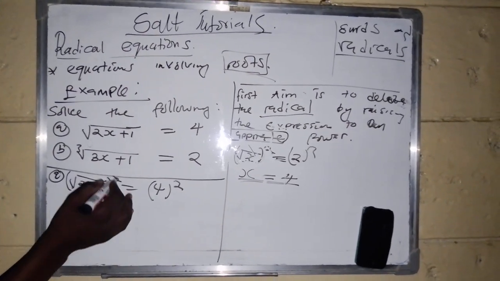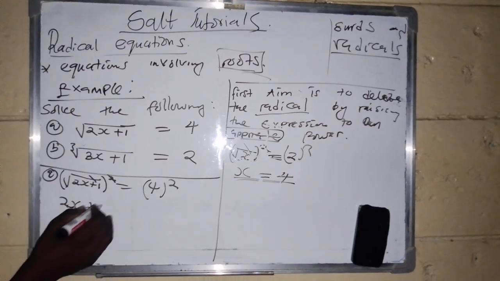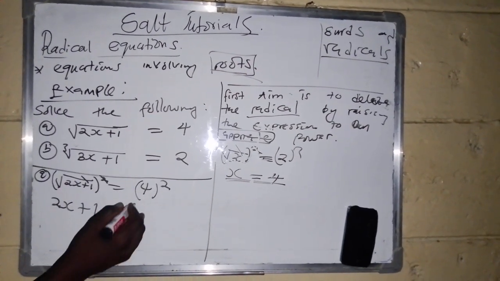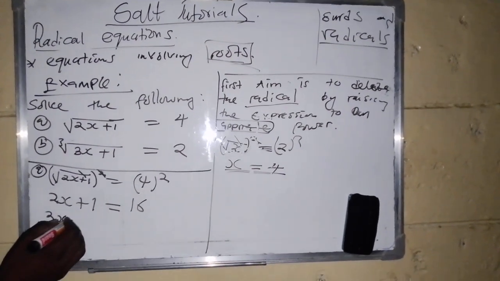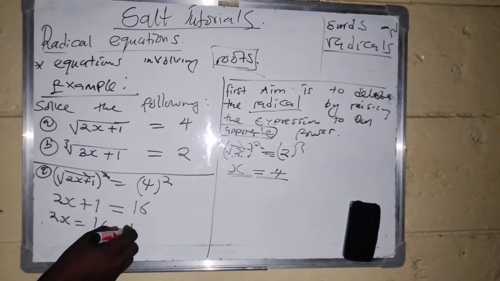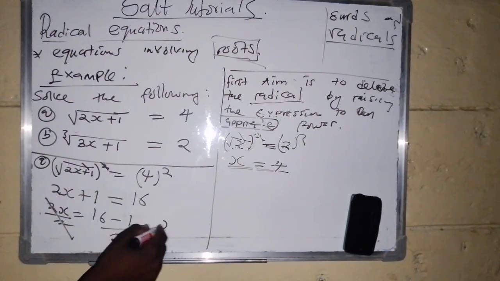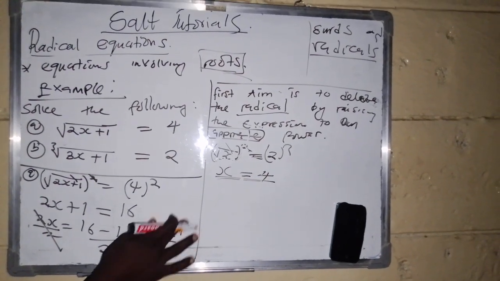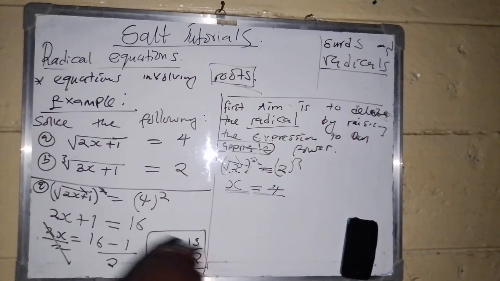Squaring my left hand side deletes my radical. I'm going to remain with 2x plus 1 to be equal to squaring my right hand side. 4 squared, I'm going to remain with 16. So finding the value of x now, 2x is equal to 16 minus 1 over 2, over 2, so that the value of x can be equal to 15 over 2 as the value of x.